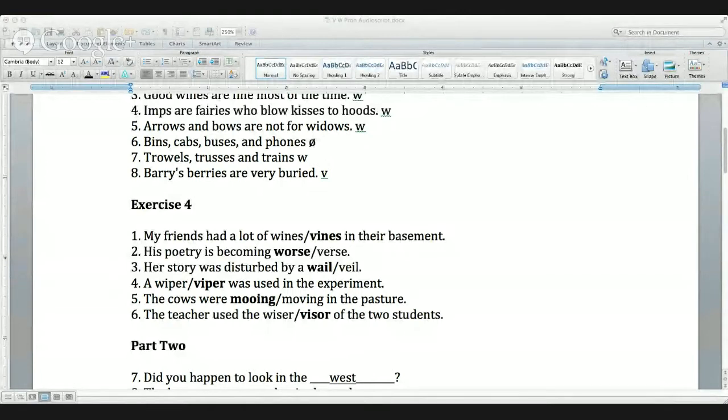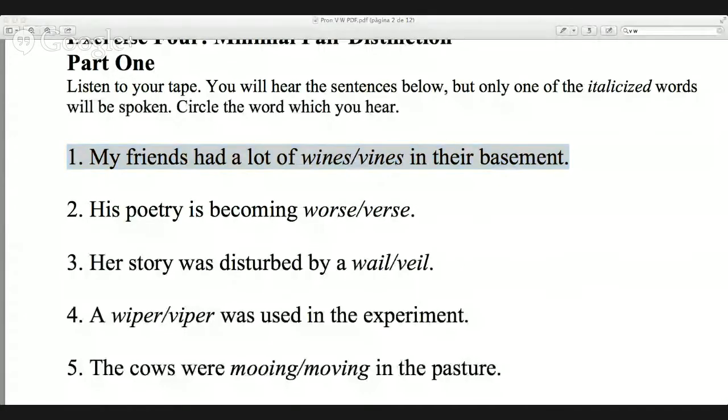Oh, don't look at that. Screen sharing the wrong things. His poetry is becoming worse. All right, so I trust that you guys didn't see when I screen shared the wrong thing. So, very good. That's that W sound again. His poetry is becoming worse.